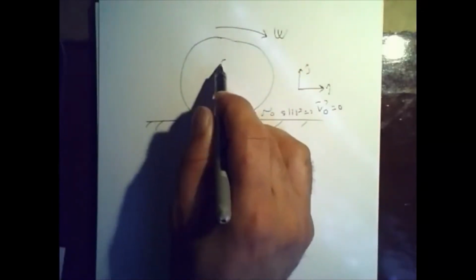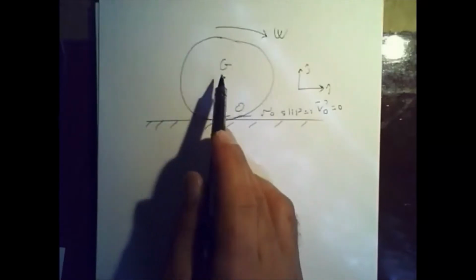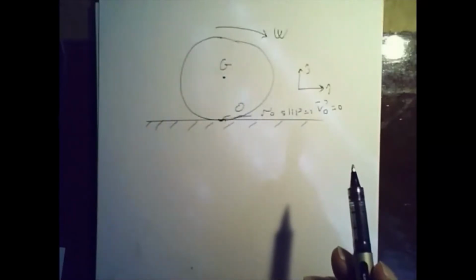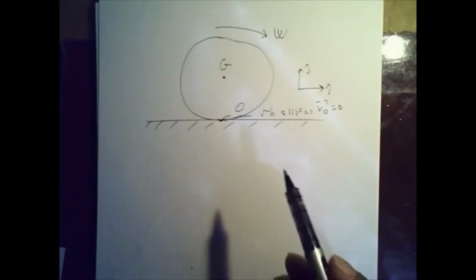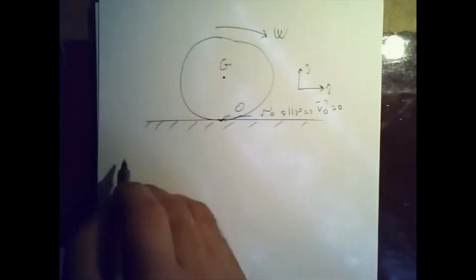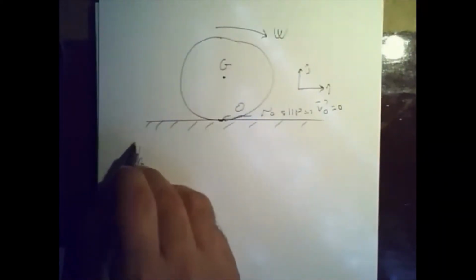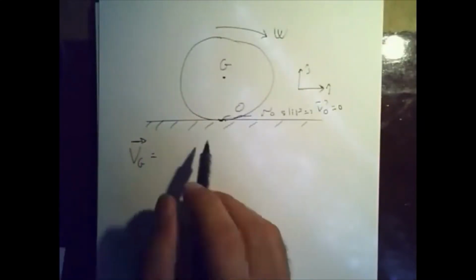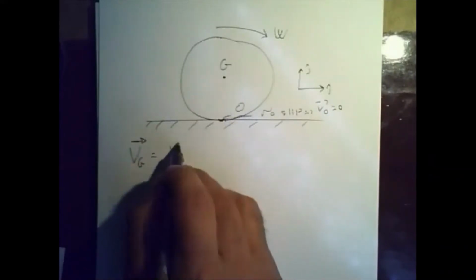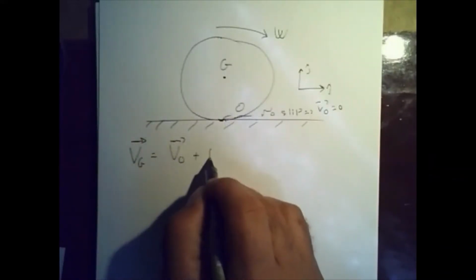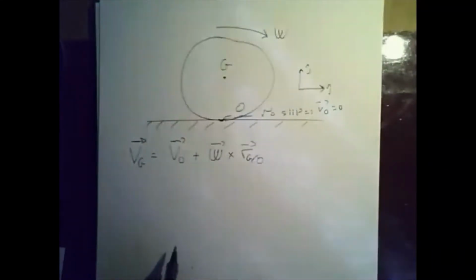If I'm trying to find the velocity of point G, which is the center of gravity of this wheel, how can I find it? We have the velocity at point O, and we take it as our reference. Exactly. So we're going to use our kinematics equation: the velocity of G is equal to the velocity of O, taking point O as my reference, plus omega cross RG with respect to O.